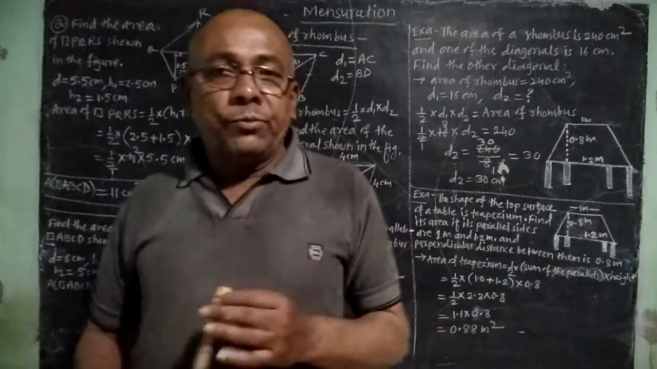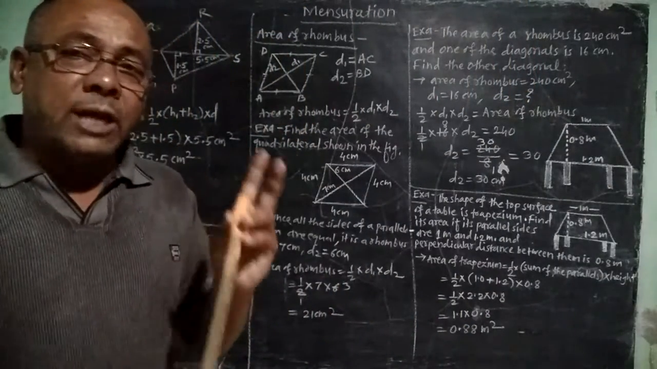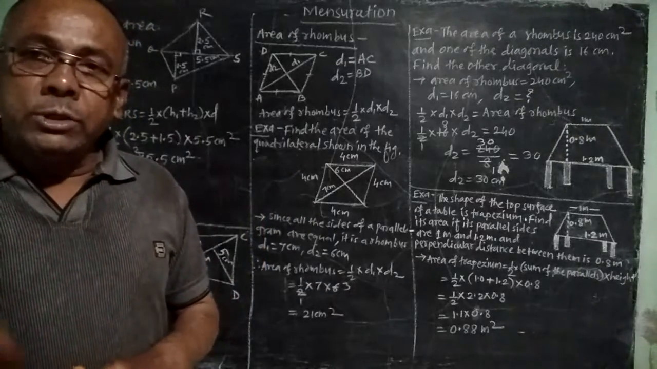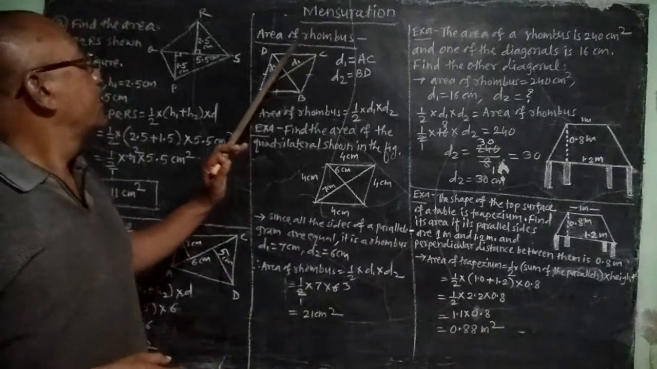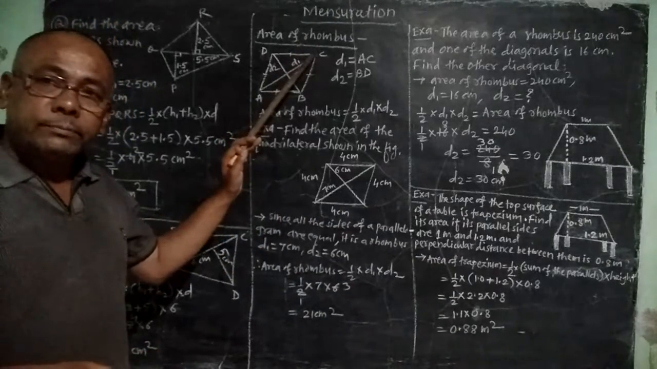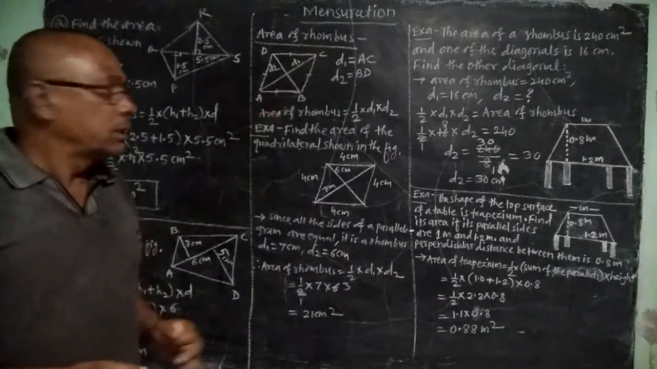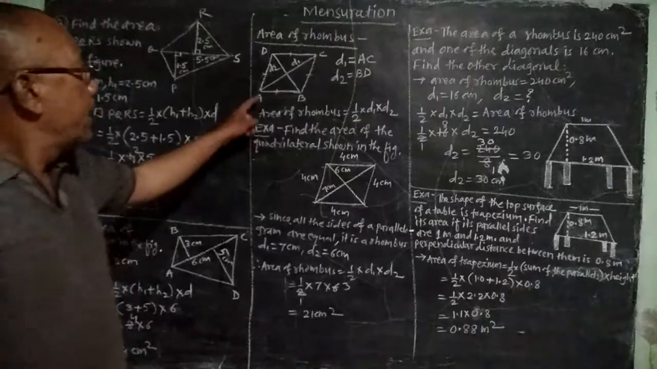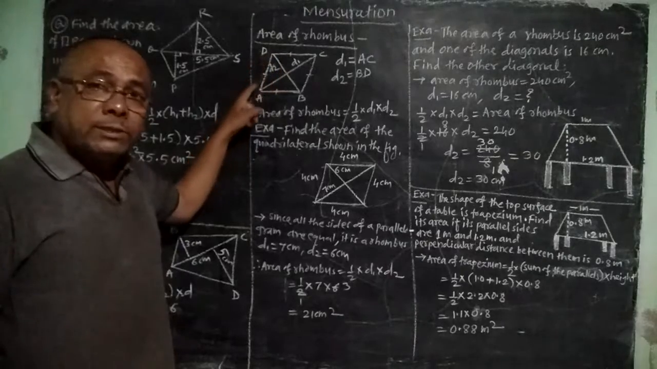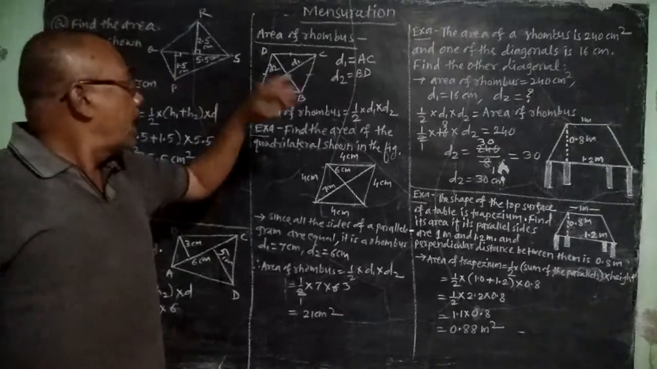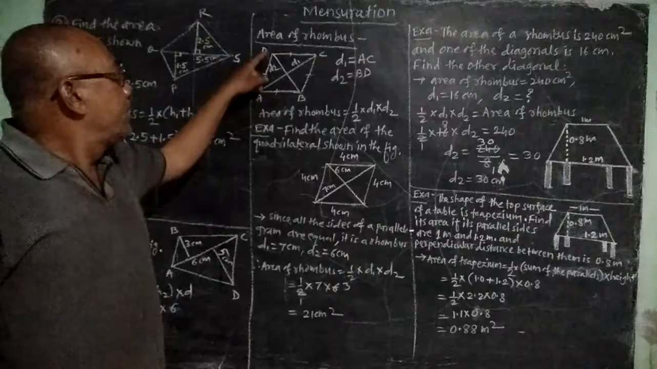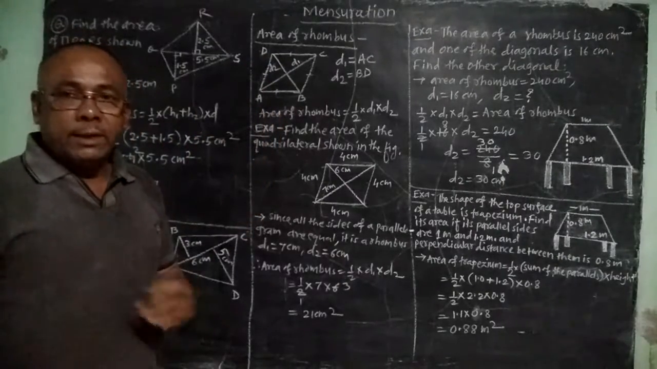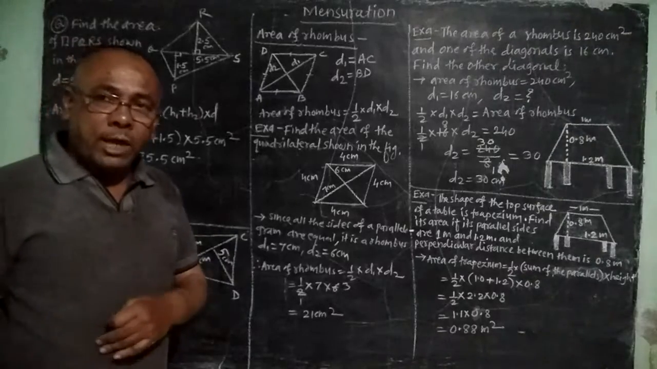In this way we have seen two examples of the same type, and now we will go to the new point, that is the area of a rhombus. Area of a rhombus. Here in the figure, ABCD is a rhombus, and here D1 and D2 are the two diagonals.